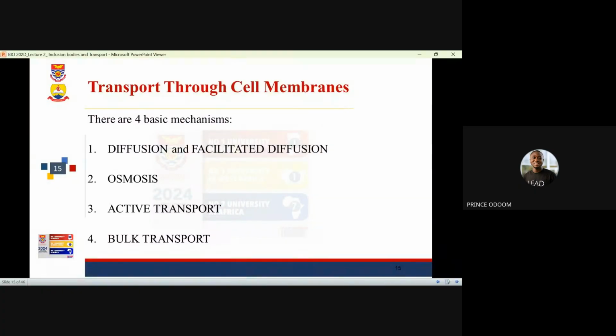So there are four basic mechanisms. We have diffusion and facilitated diffusion. We have osmosis, we have active transport, and then we have bulk transport. So diffusion, facilitated diffusion, osmosis, active transport, and then we'll look at bulk transport.